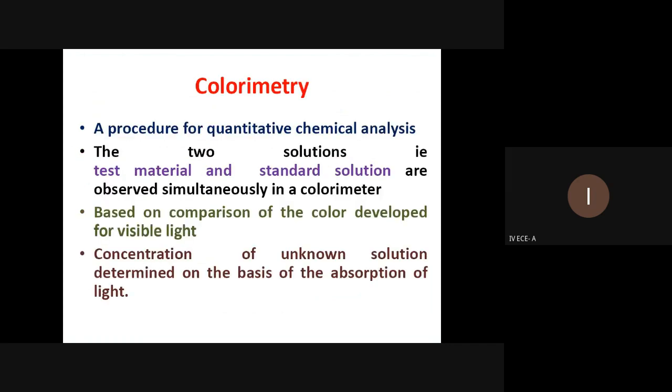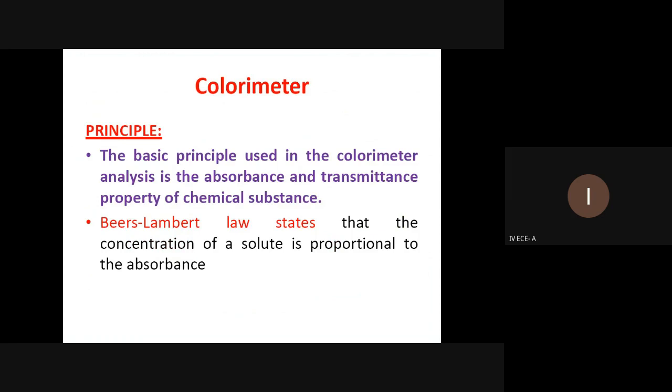Calorimetry is a procedure for quantitative chemical analysis. The two solutions, that is the test material and the standard solution, are observed simultaneously in a calorimeter based on comparison of color developed for visible light. The concentration of the unknown solution is determined on the basis of absorption of the light. So this is the principle.